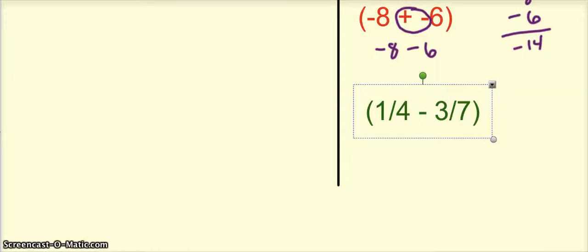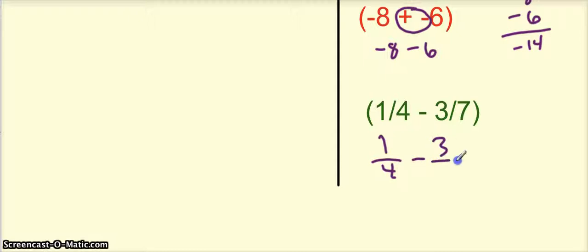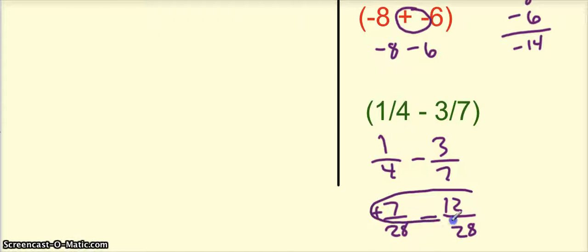So what I'm going to do is take 1/4 minus the 3/7. I know I need common denominators, so I'm going to do 7 times 1, which is 7, 7 times 4, which is 28, minus 4 times 3, which is 12, 4 times 7, which is 28. There's no sign in front of the 7, so I can assume that it's positive.